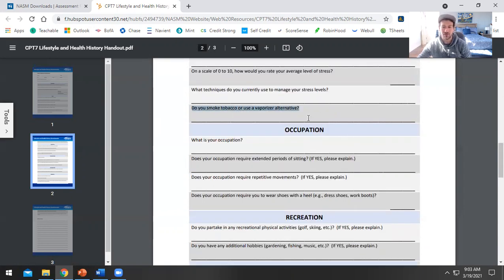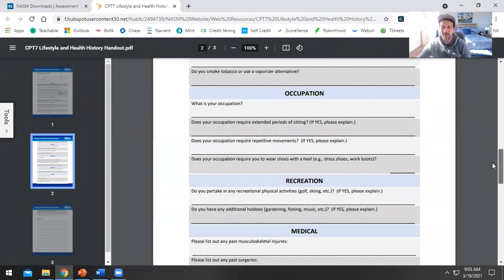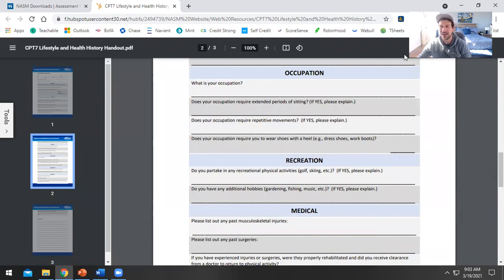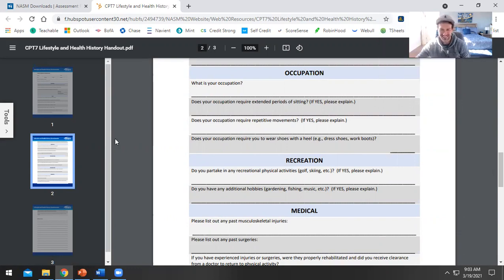Man, I cannot believe we got vaporizers showing up on official forms now. I remember when vaping first came on the market and I was like, that's going to die in 6 months. No way are people going to be into that. We all know smoking is bad for us. And here we are. All right.